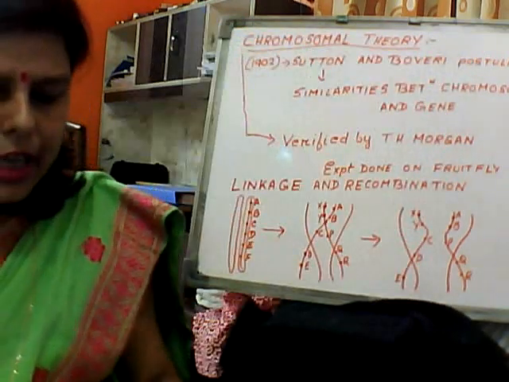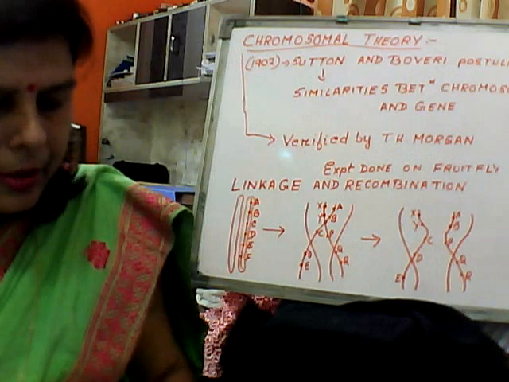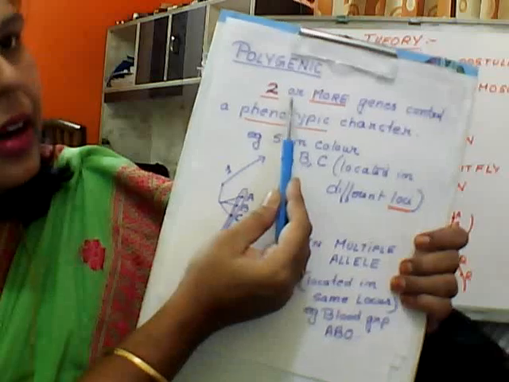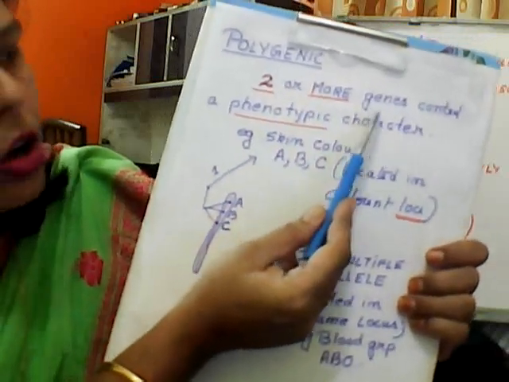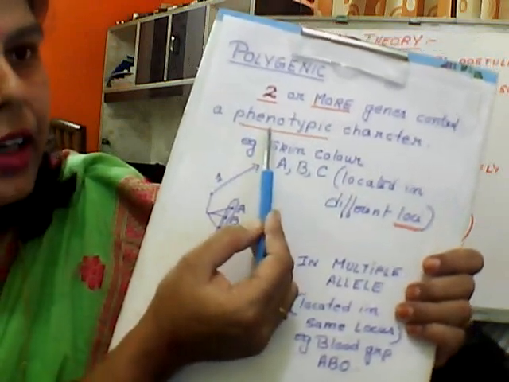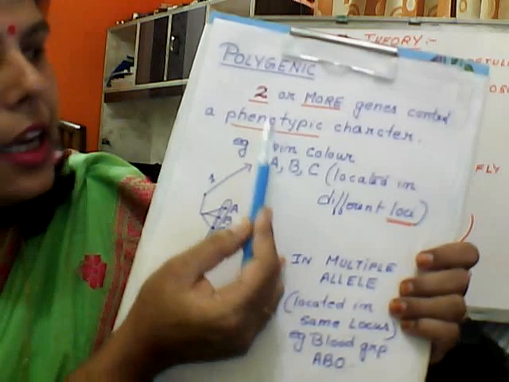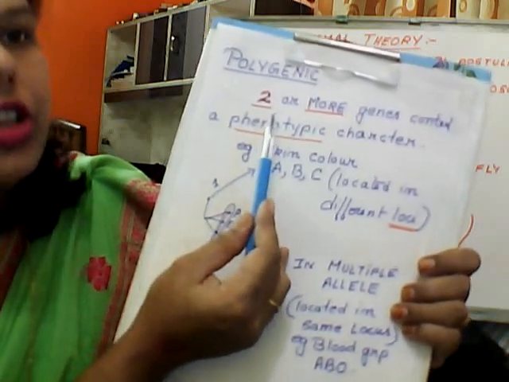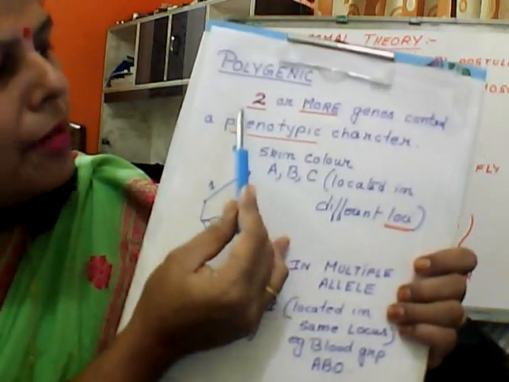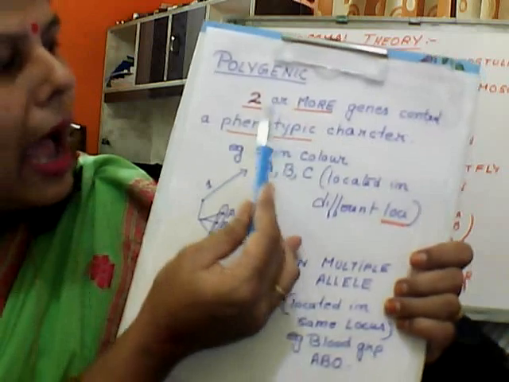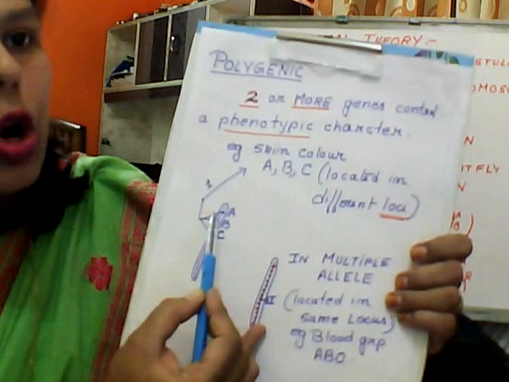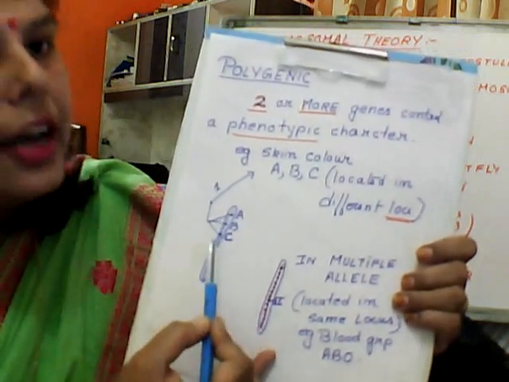Then another term is the polygenic inheritance. In polygenic inheritance, two or more genes control a phenotypic character. That means one phenotypic character which you can see with your eye is controlled by more than one gene. Another thing you all should remember is that these two or more genes are not located in the same locus. They are located in different loci.